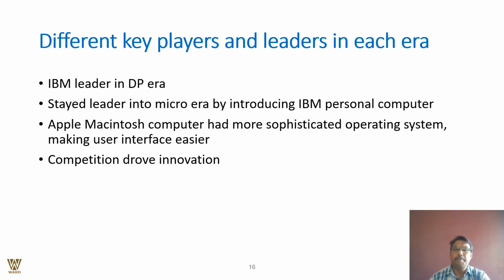We're talking about the different key players. Look at International Business Machines, leader in the DP era. What are we looking at? The IBM leaders in the data processing era stayed leaders in the micro era by introducing IBM personal computers. Apple Macintosh computers had a more sophisticated operating system, making the user interface much easier. Competition drove innovation. This was where businesses were eating into other businesses. There was stiff competition among the business houses.